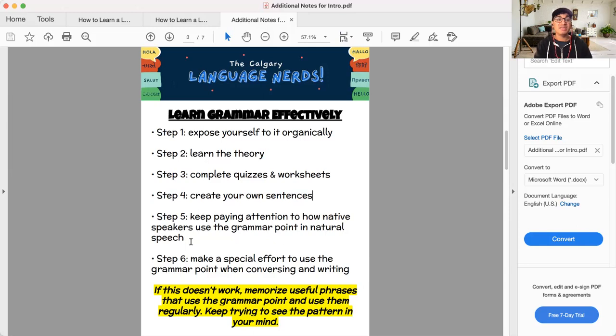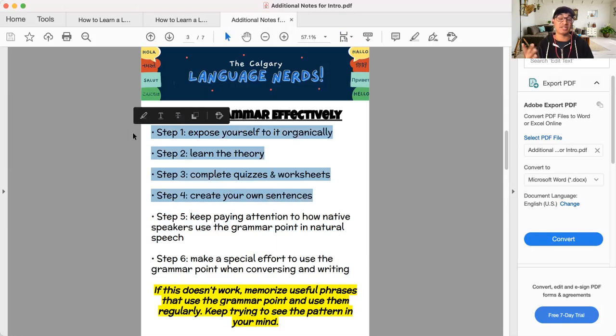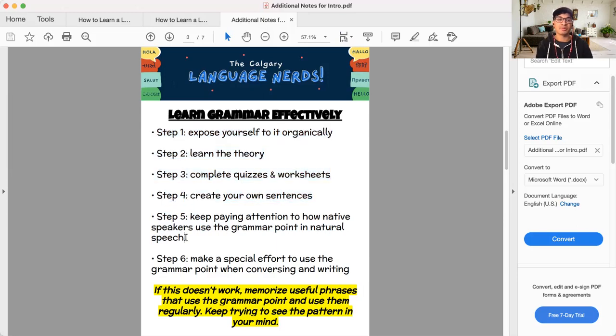Step 5, you're going to keep paying attention to how native speakers use that grammar point in natural speech. So when you're watching videos, doing listening practice, doing conversation practice, pay attention. When you read things, pay attention to how native speakers use this grammatical point and look for examples. Pay close attention, because after step 4, especially for complex grammar points, it's not going to be deeply ingrained in your mind yet. So step 5 is important.